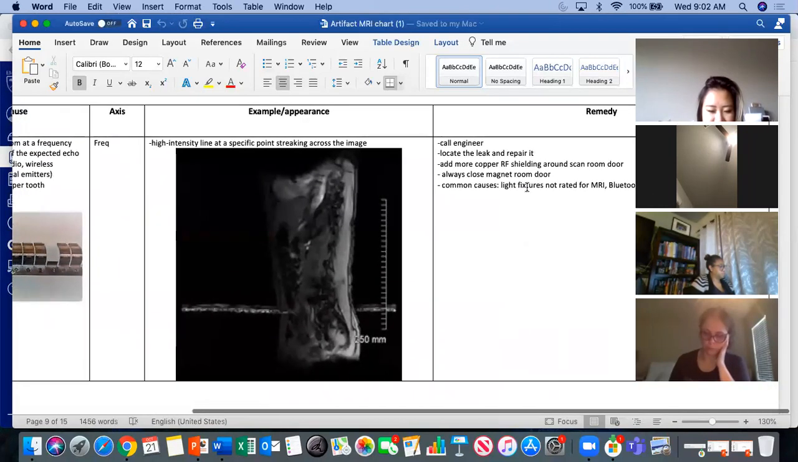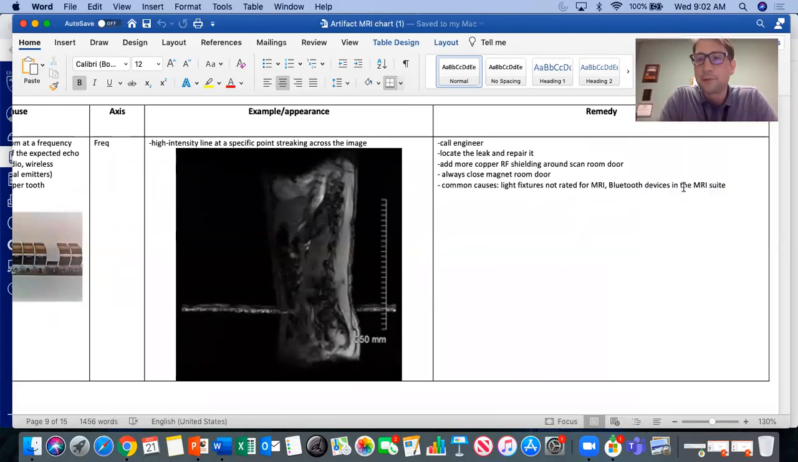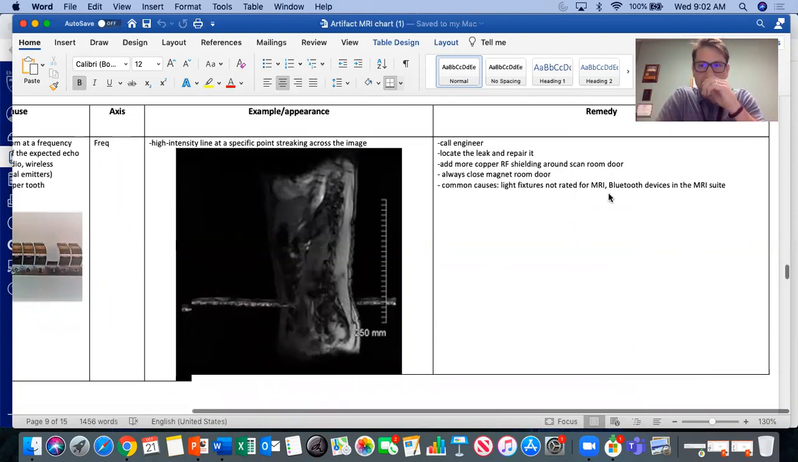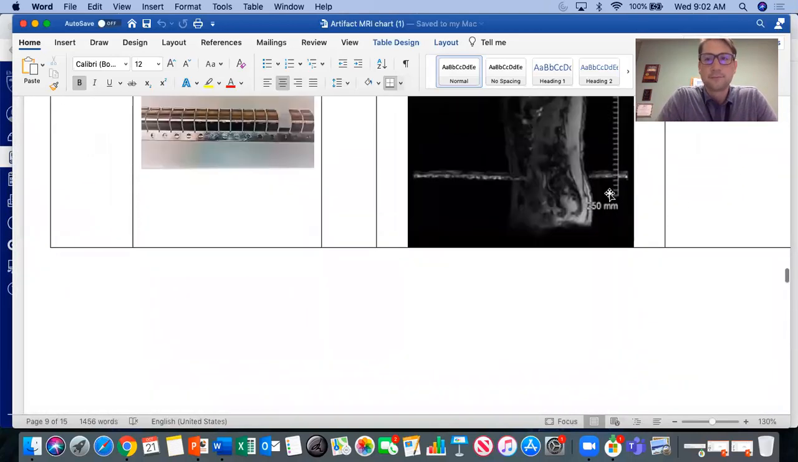So I put common causes. Typically, they're light fixtures not rated for MRI, and Bluetooth devices within the MR suite, because we know a lot of things are going Bluetooth. Even Apple AirPods. I see some facilities allow patients to bring their glasses and AirPods into the room, and then they have a little cabinet for them. Those can cause these extraneous RF pulses.